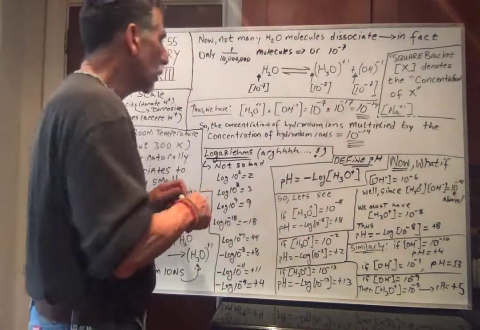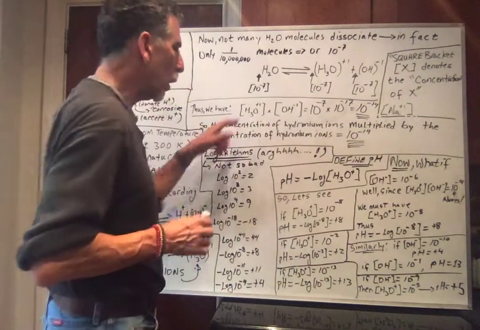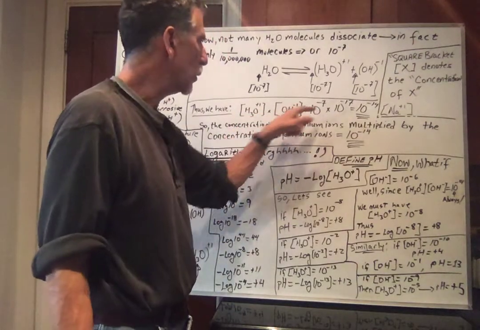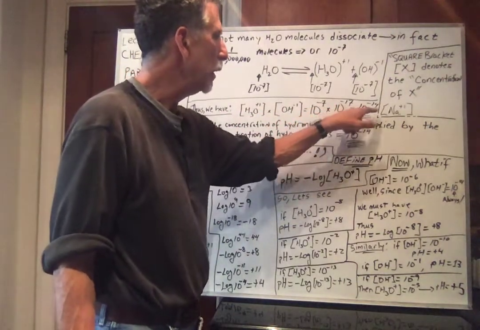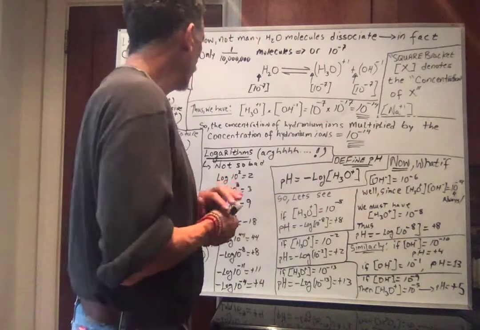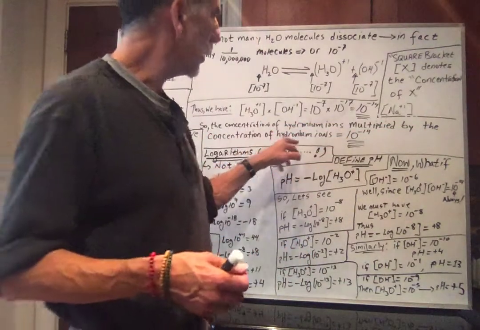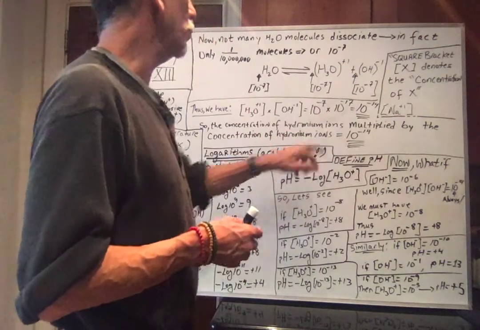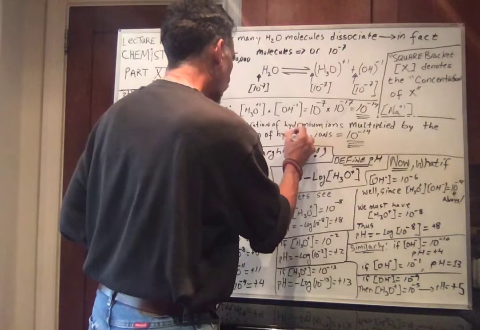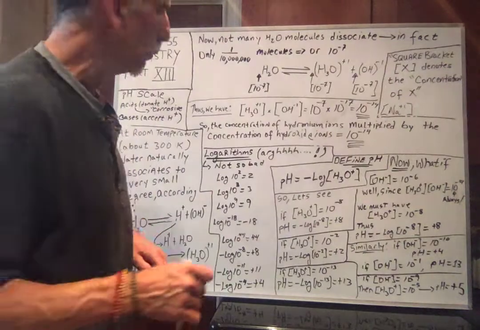Okay, so let's look. We have 10 to the minus 7, 10 to the minus 7. So the concentration of hydronium ions times the concentration of hydroxide ions is 10 to the minus 7 times 10 to the minus 7, which is 10 to the minus 14. Add the exponents. Remember, add the exponents. So the concentration of hydronium ions multiplied by the concentration of hydroxide ions is 10 to the minus 14.